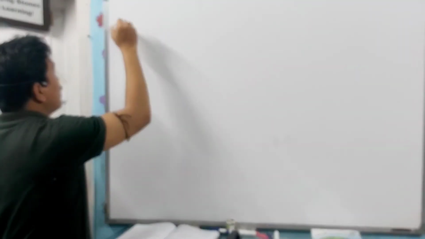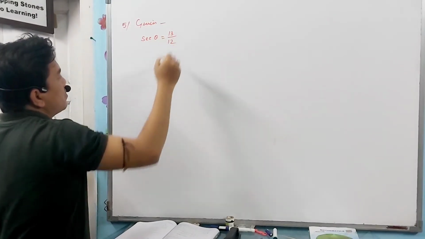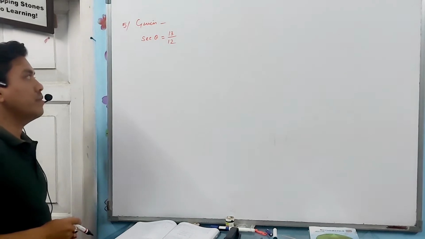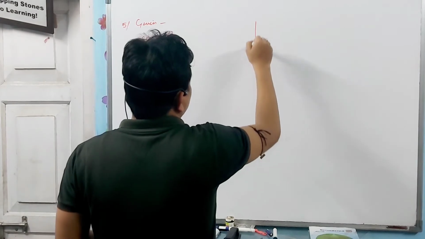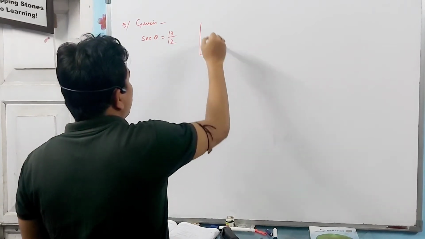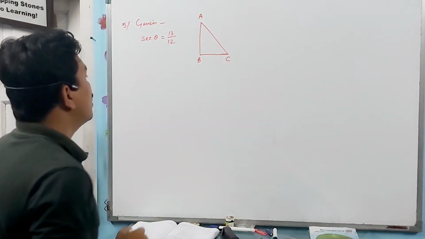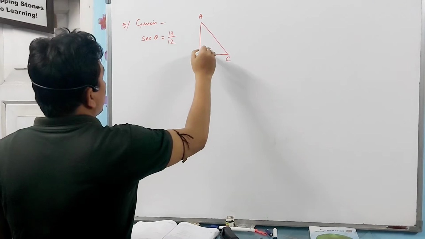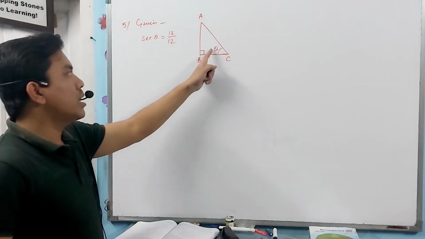Now, number 5. See what is given. We are given that sec theta is equal to 13 by 12. Now, for this particular question, what we will do? We'll draw a triangle, a right angle triangle ABC. And this will be 90 degrees. We'll consider this angle as theta.